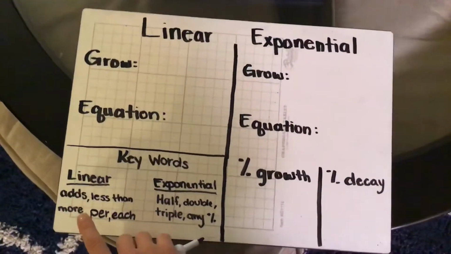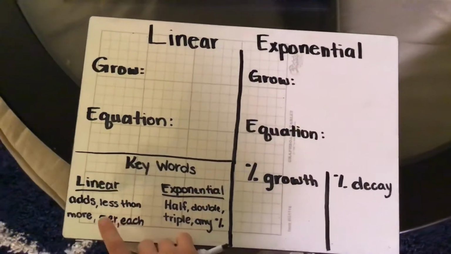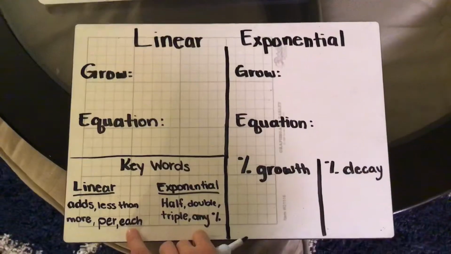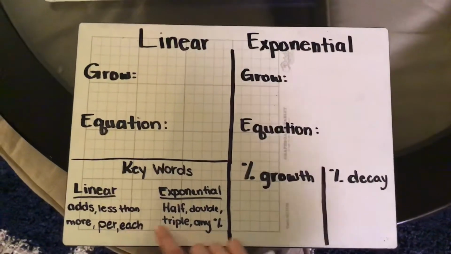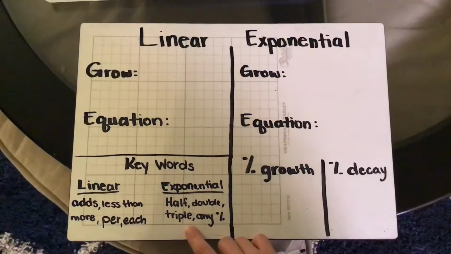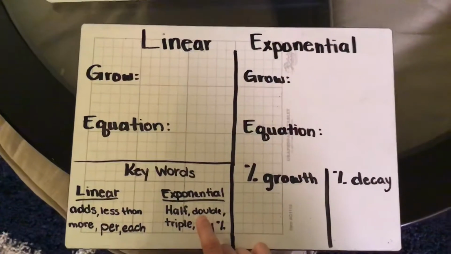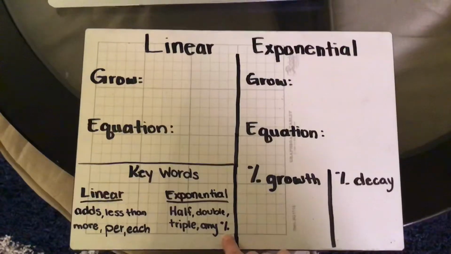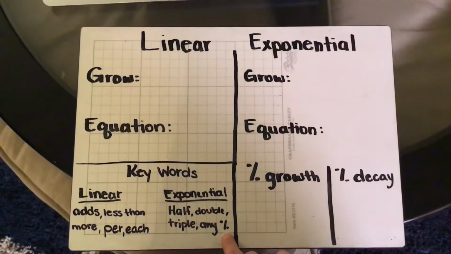The linear words might be things like adds, less than, the word more, per, or each. Those are some keywords that can be used for linear. Exponential functions usually use words like half, double, triple, or any kind of percentage. If they have a percentage, that's going to be more exponential.